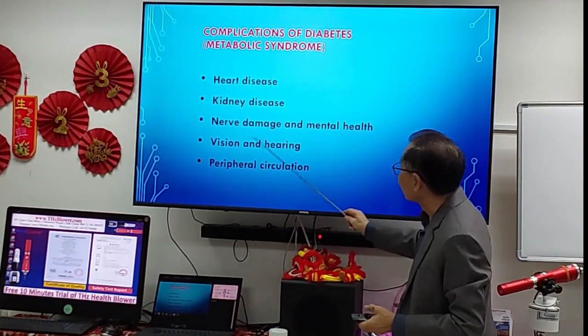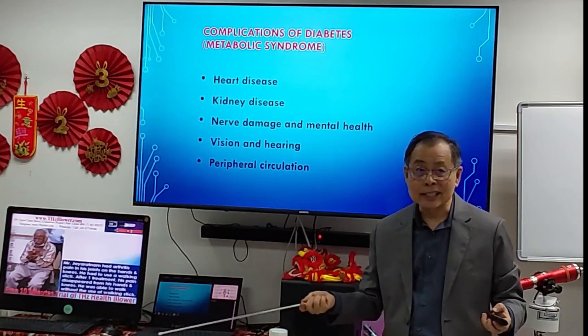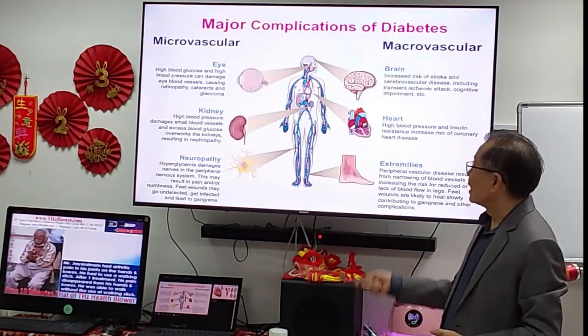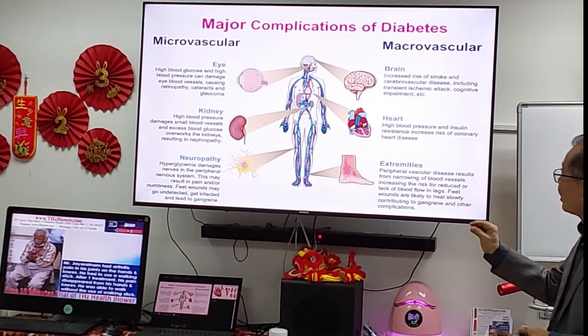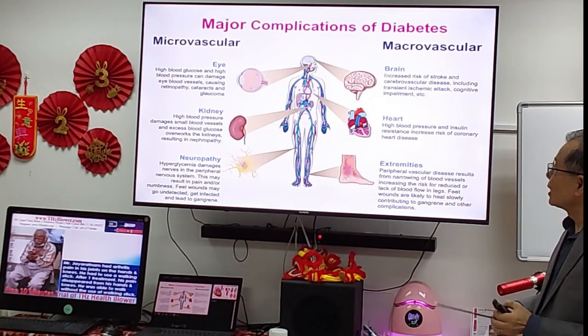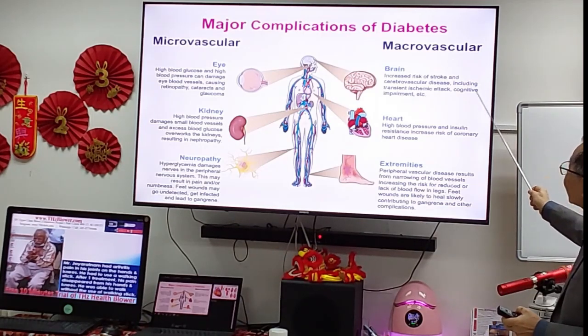Heart, kidney, nerves, mental health, vision, hearing, and the circulation. Okay? See this in this picture. Macrovascular, that means organ. Microvascular, at the microscopic level, what do you see? Okay? So let's take one by one. Let's take the macro first.